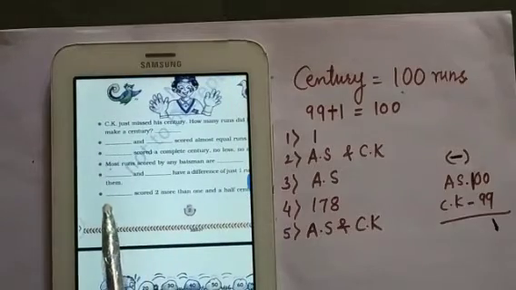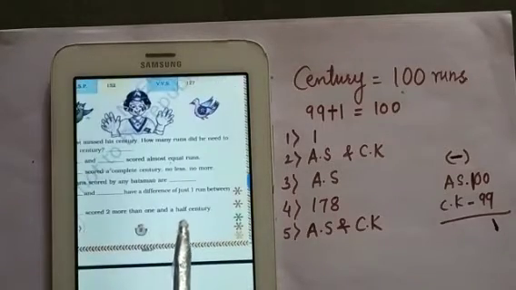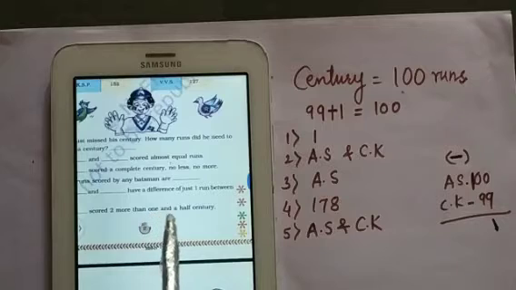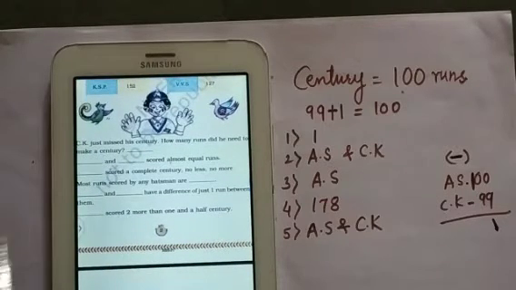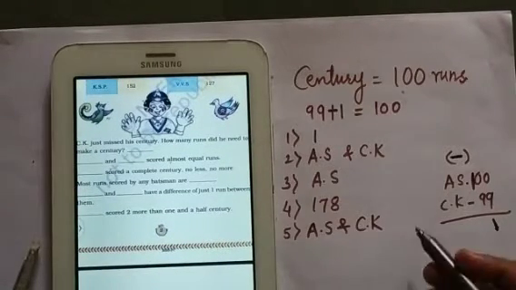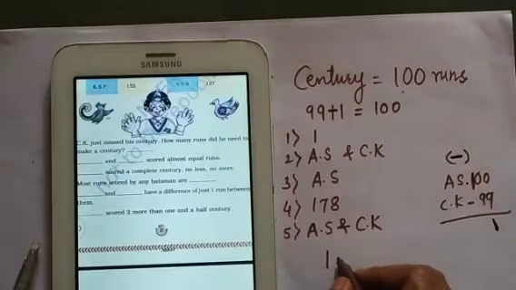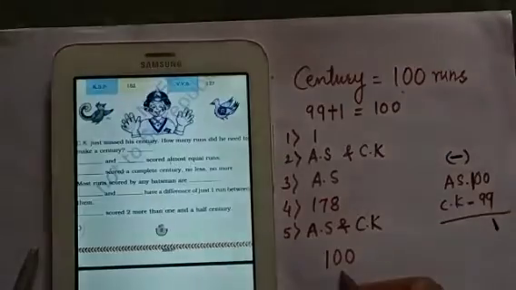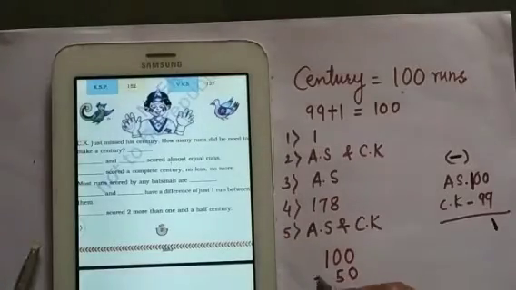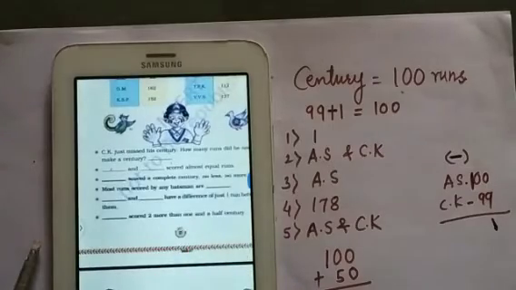Next. Dash scored 2 more than 1.5 century. Who scored 2 more than 1.5 century? 1.5 century. So, 1 century is 100 and for half there is 50. When we add 100 plus 50, we get 150.